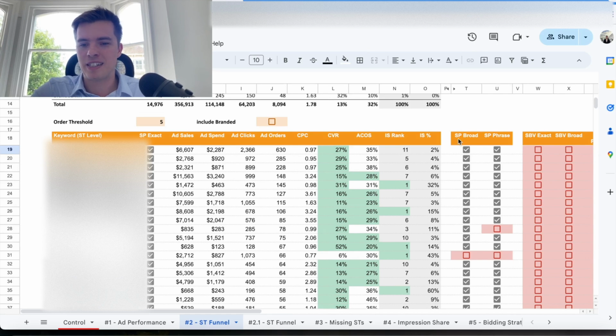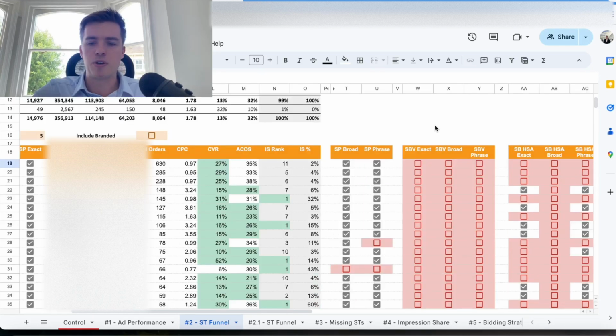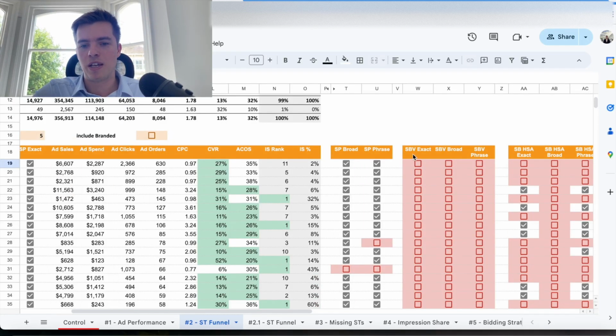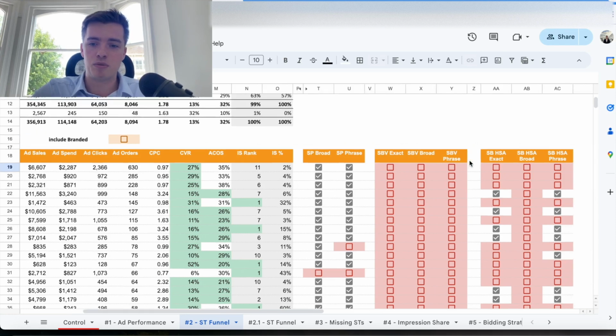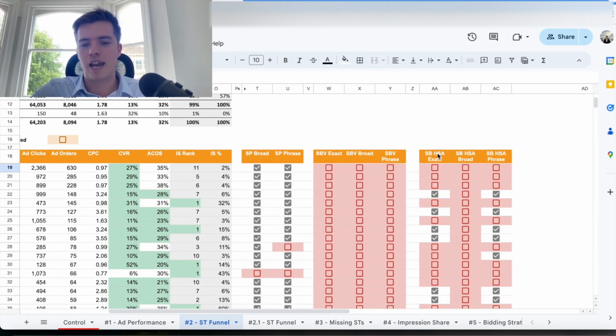And you're getting, for the most part, sponsored product broad, sponsored product phrase, but you're not getting much exposure on sponsored brand video, exact, broad, and phrase. So these are ways you can improve. Also, you're not running headline search ads. So you can look at every keyword, whether you're running them on all the match types that you should be.